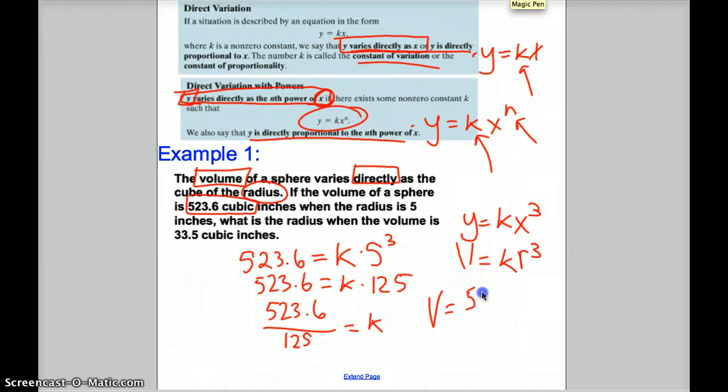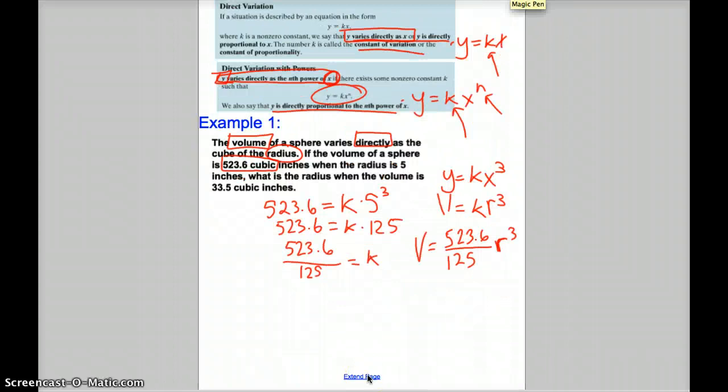523.6 divided by 125 times r to the third. This is my function for the volume of a sphere. Now the question is asking, what is the radius when the volume is 33.5 cubic inches? So my question is, what is the radius when I know the volume? I'm going to plug in for the volume because they told me the volume is 33.5, and I'm going to solve for the radius.